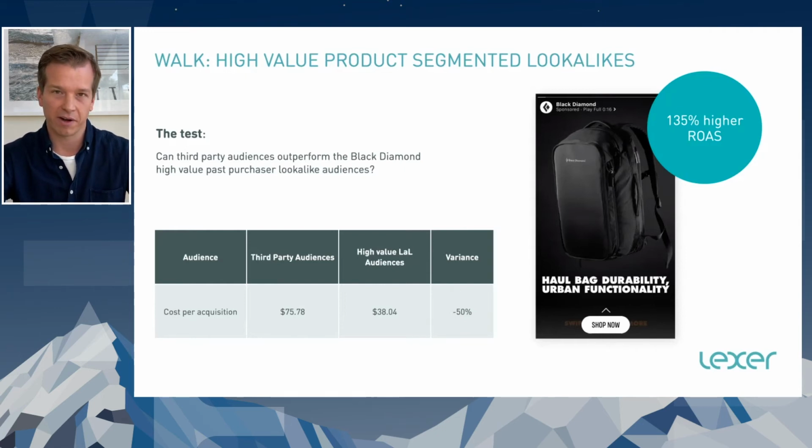So very big variance in CPA, and that variance in CPA also correlated with a 135% increase in return on ad spend for the high-value audiences with product purchasing information included. So I find it really hard to believe that a third-party audience provider can beat the current lookalike audience capability in Facebook when you're smart around how you provide data to Facebook to inform the lookalike.